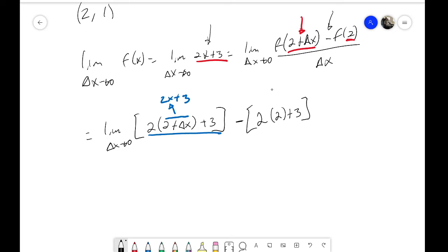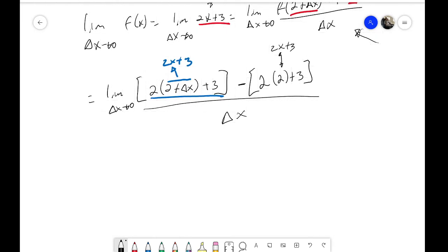So what did I do? In the 2x plus 3, I substituted x with 2. All divided now by delta x. We still have this division right here. Okay, so we still haven't taken the limit, so we'll carry that down. So the limit as delta x goes to 0.